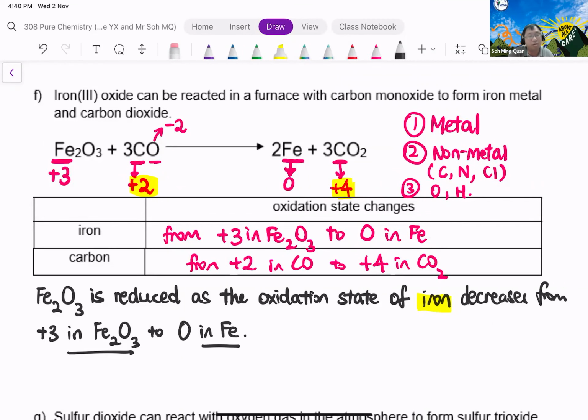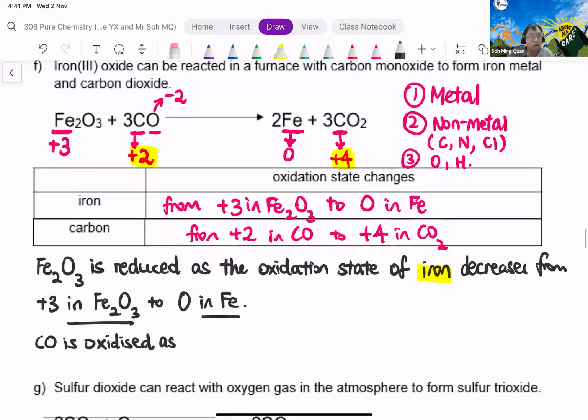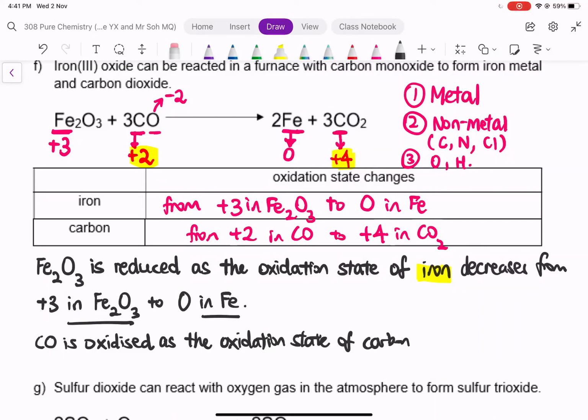Okay, so let's complete the sentence. CO is oxidized as what? So let's try to complete this sentence. Jing Kang, how do we complete this sentence? CO is oxidized as the oxidation state of carbon increases from +2 in CO to +4 in CO2. Okay, good.